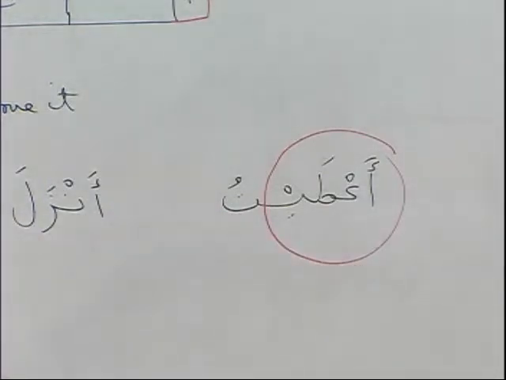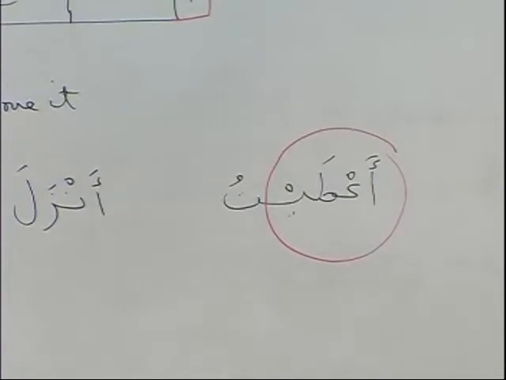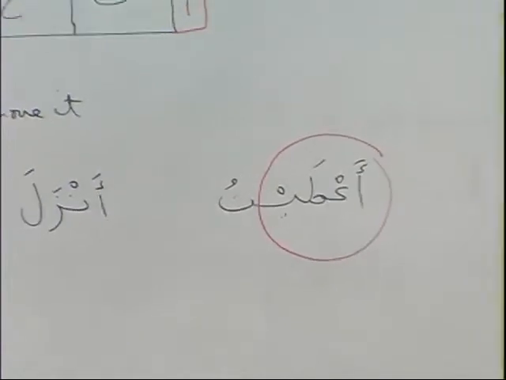Where is the fa'il? Tu. And what is Bilalan? Mafulun bihi number 1. And sa'atan? Mafulun bihi number 2. So how will you translate? I gave. What did you give? A watch. To whom did you give? To Bilal. You give something to someone. Very good. And here is a beautiful verse from the Quran.